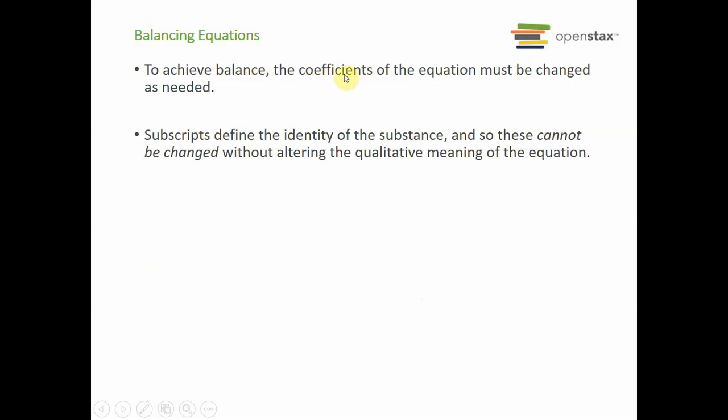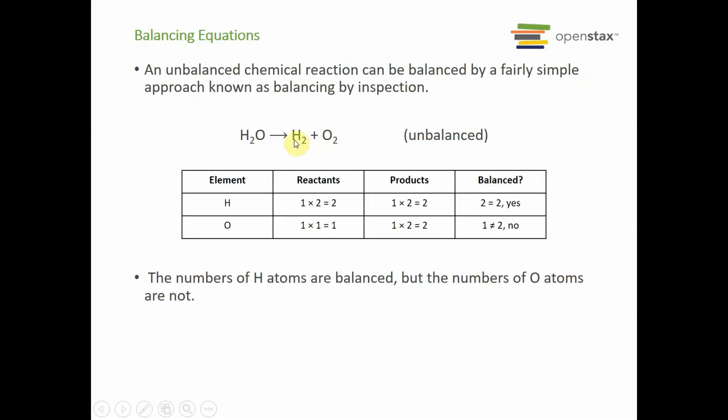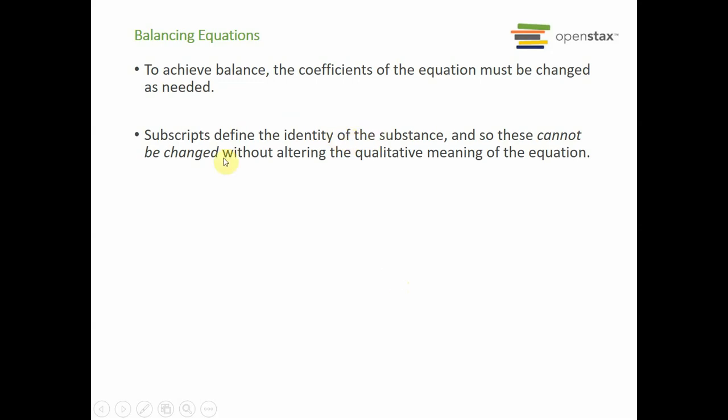To achieve balance, the coefficients of the equation must be changed as needed. Subscripts define the identity of the substance. So we're not going to be changing these things, H2O, H2, and O2, because those define what the substances are. What we will be changing are the coefficients. Subscripts define the identity of the substance, and so these cannot be changed without altering the qualitative meaning of the equation.